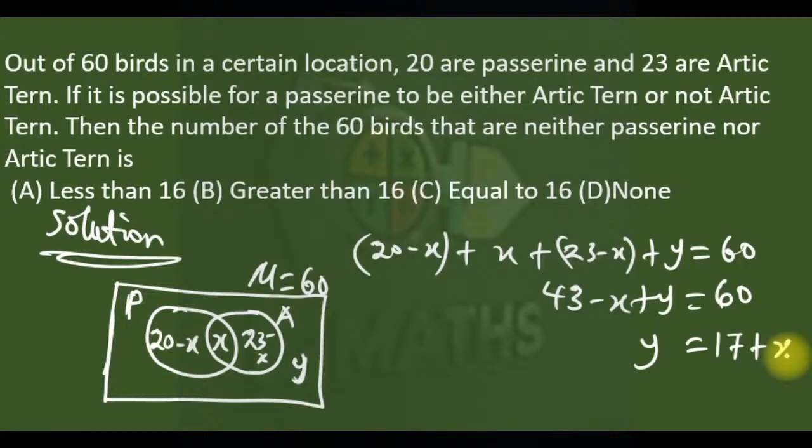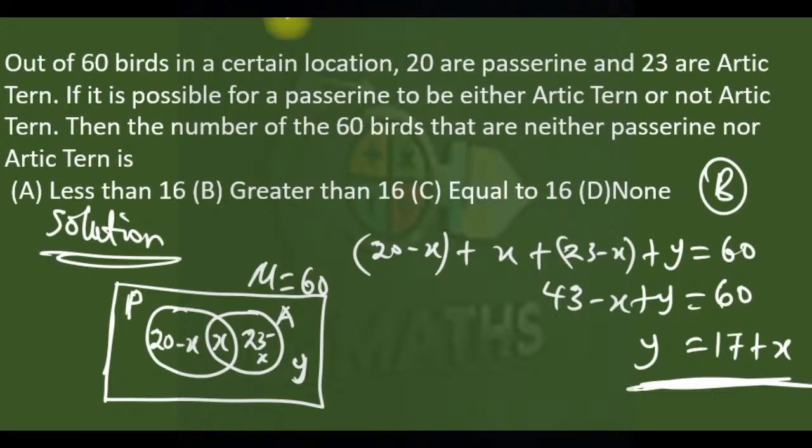So what do you have to say? The answer here must be greater than 17, because we know there must be at least one that is both passerine and Arctic tern. So looking at the options, the answer is that it must be greater than 16. That's the best option, since we have 17 plus X. That is a very nice question on the Venn diagram, and that's how we apply Venn diagrams. I will still solve more technical questions later in other videos.